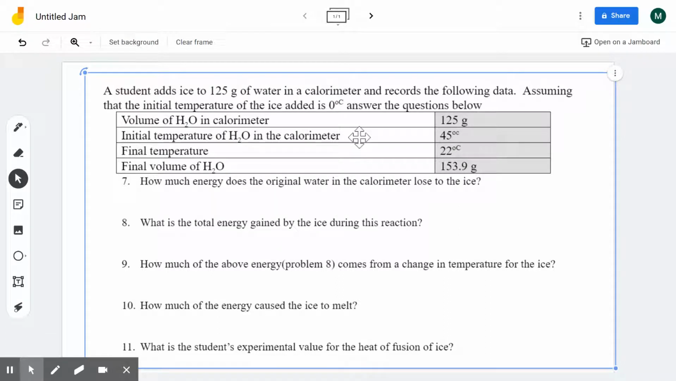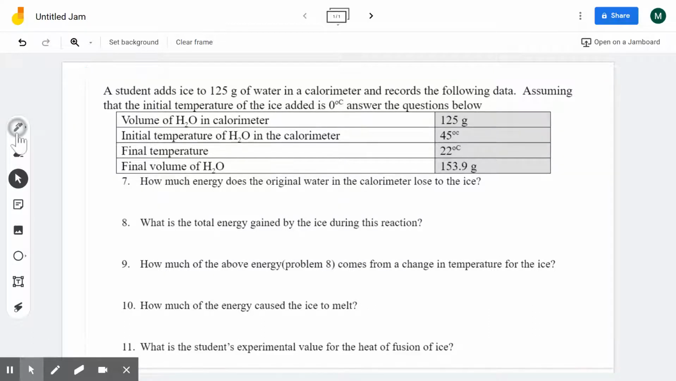All right, so you asked about 9 and 10. I'm just going to go through the series because they're all related. So in this experiment, we put ice into water. The water transferred energy, the ice melted, and then the ice heated up. The ice originally started at 0, and the final temperature of the original ice, which is now liquid water, is 22.